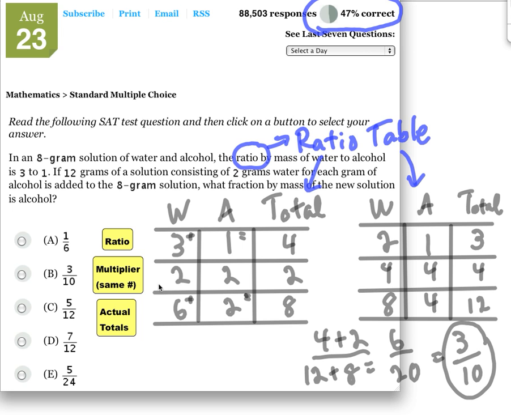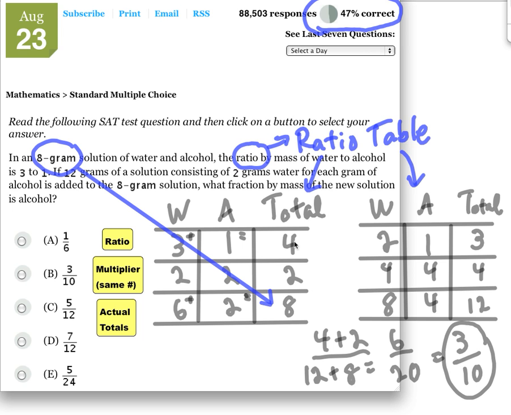Now what I have in my second row here is what's called the multiplier, right? It's the same number all the way across, and it's whatever number I have to multiply to get to the actual total. Now they tell me that the actual total in this case is that it's an 8-gram solution of water and alcohol, right? So let's go ahead and draw a straight line right over to where we're talking about here. So that's where the 8 comes from. The 8 is the actual total, right?